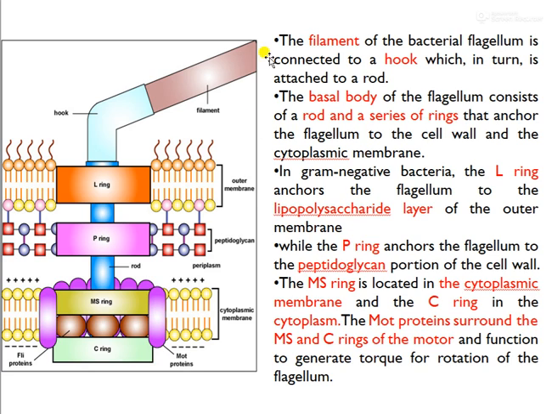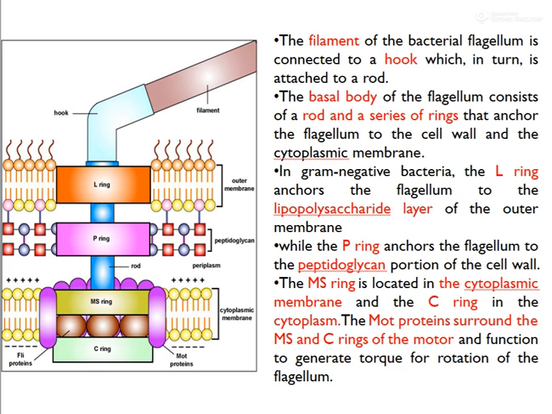The filament is usually connected to a hook, which is in turn connected to a rod. Now, if you take this as a cell membrane, you have the outer membrane, the peptidoglycan layer, and attached to that we have the structure called the basal body. The basal body of the flagellum consists of a rod and a series of rings which anchor the flagellum to the cell wall and the cytoplasmic membrane.